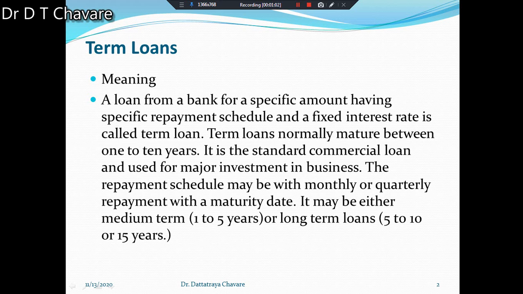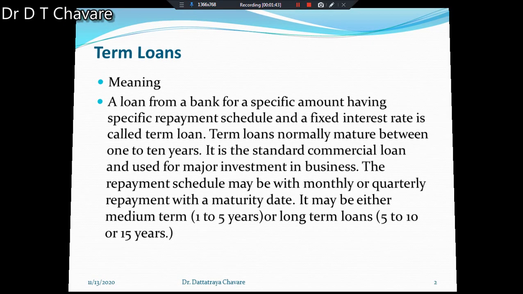Term loans normally mature between 1 to 10 years. Try to understand what the period is here: 1 to 10 years. It is the standard commercial loan and is used for major investment in business. The repayment schedule may be with monthly or quarterly repayment with a maturity date. It may be either medium term or long term. Medium term means 1 to 5 years and long term means 5 to 10 or 15 years. In this way, such a type of term loan is also available.